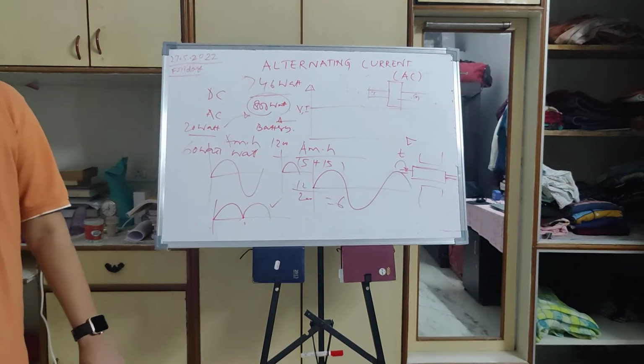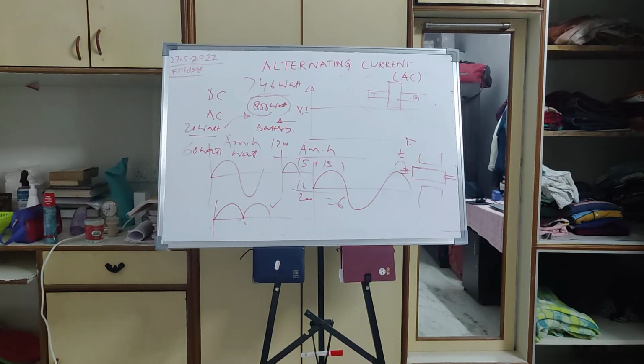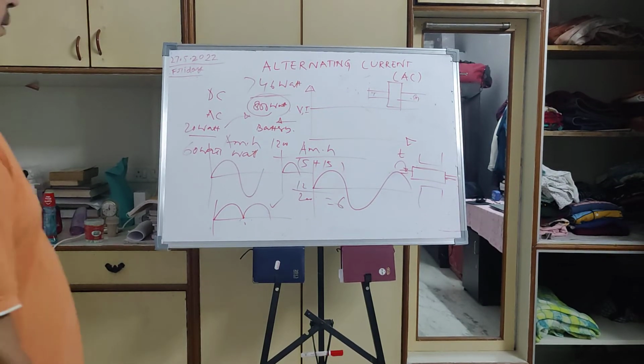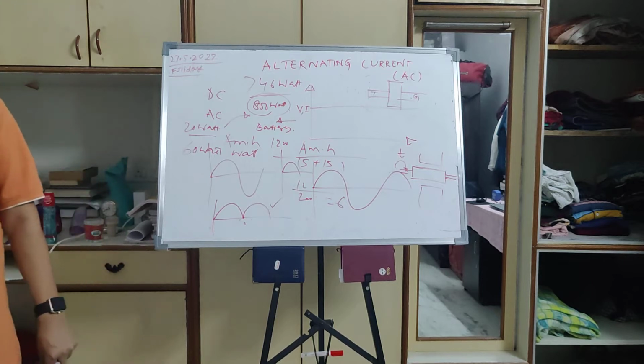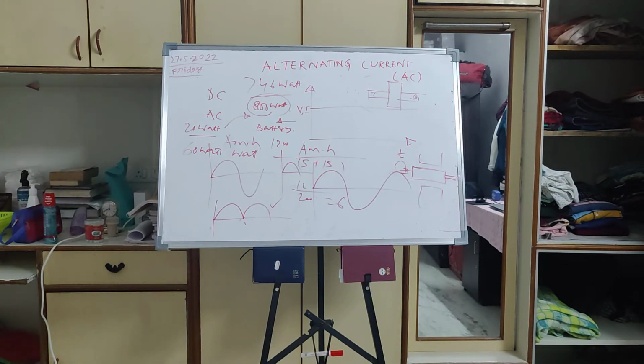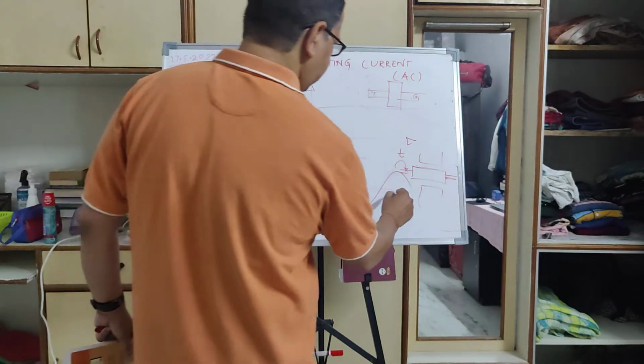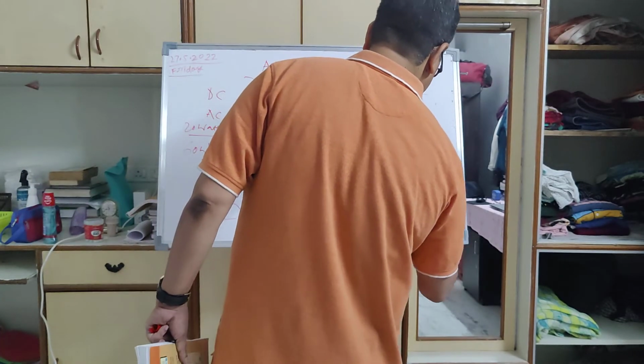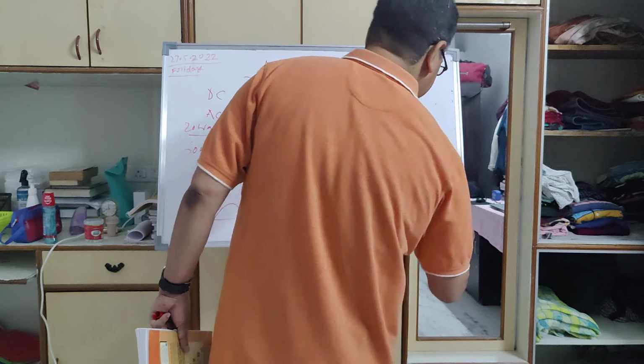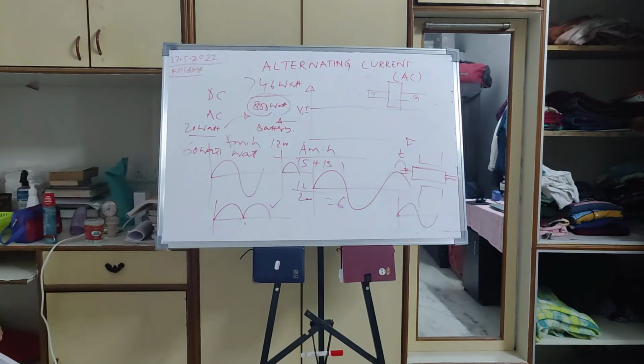So whatever power you get is alternating in nature, and the EMF is also alternating. Voltage, current, everything is alternating. Every half cycle the direction will reverse. Because that conductor is rotating, the current and voltage will vary, and the current will be sinusoidal in nature, like that graph.